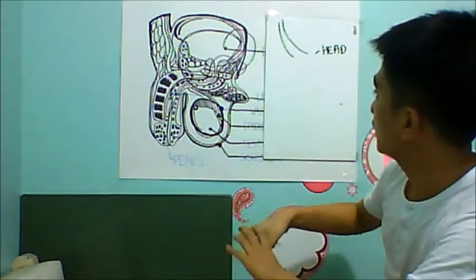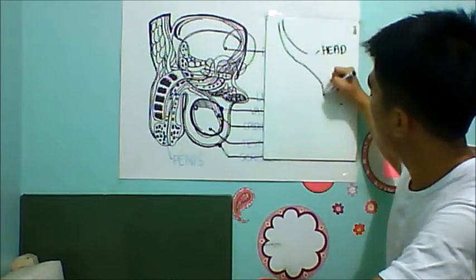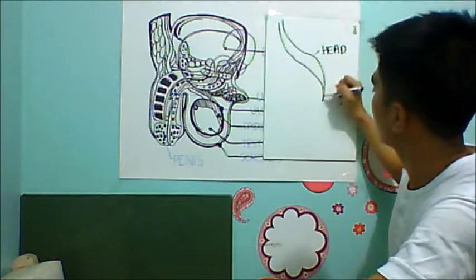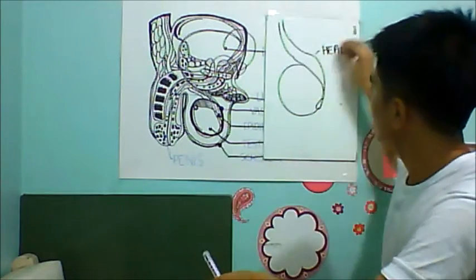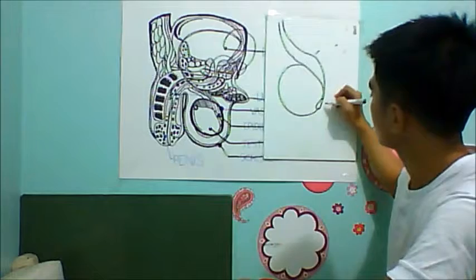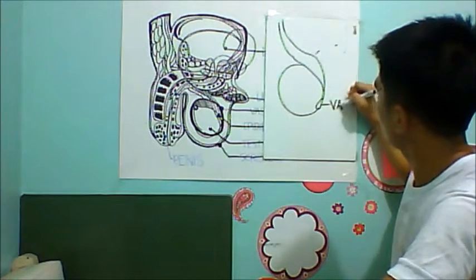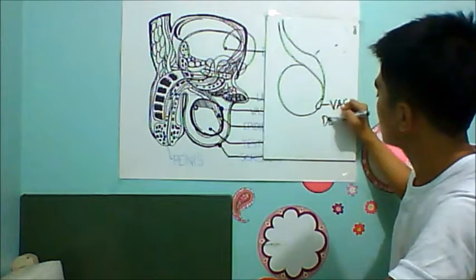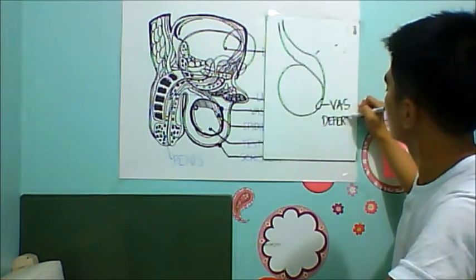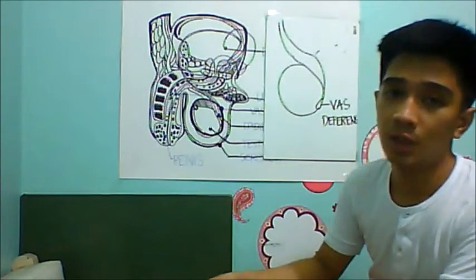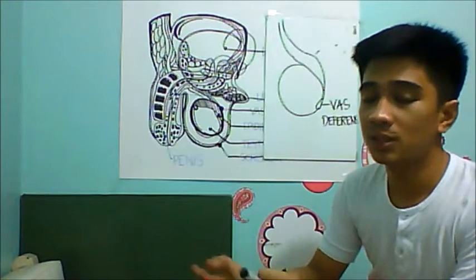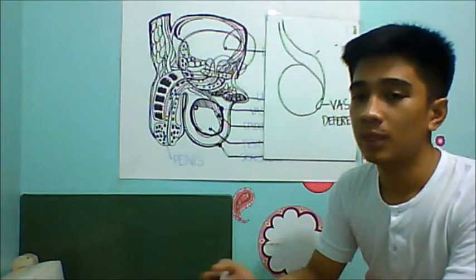The next part after the epididymis is what we call the vas deferens. The vas deferens is located at the tail of the epididymis and posterior to the testis. The vas deferens is associated with blood vessels and nerves, and has a function to provide supply to the male reproductive system.